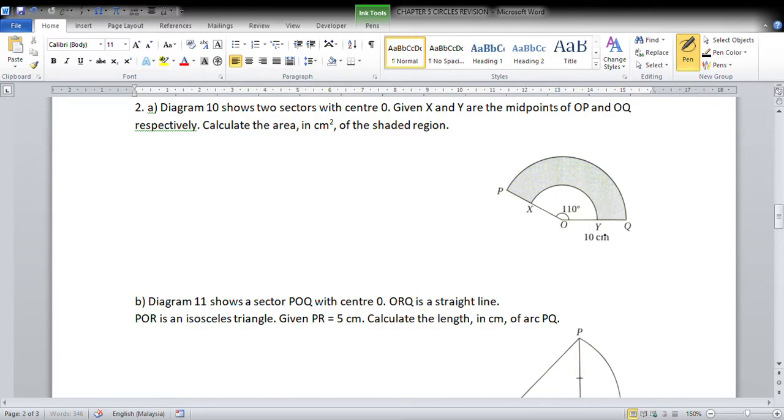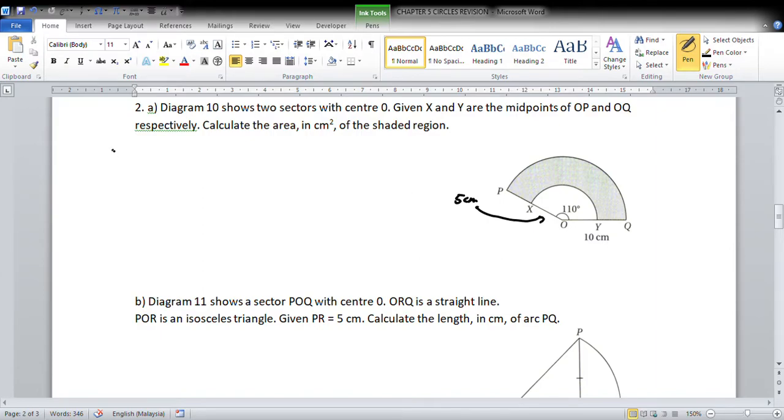First you have to know the length of the radius. From O to Q is 10 centimeter given, and here will be 5 because given X is a midpoint. So here will be 5 centimeter, and similar for P. So what you have to do is calculate the big sector and then minus the small sector. If you want to find the shaded region, you find the area of the big sector, and then minus the small sector.